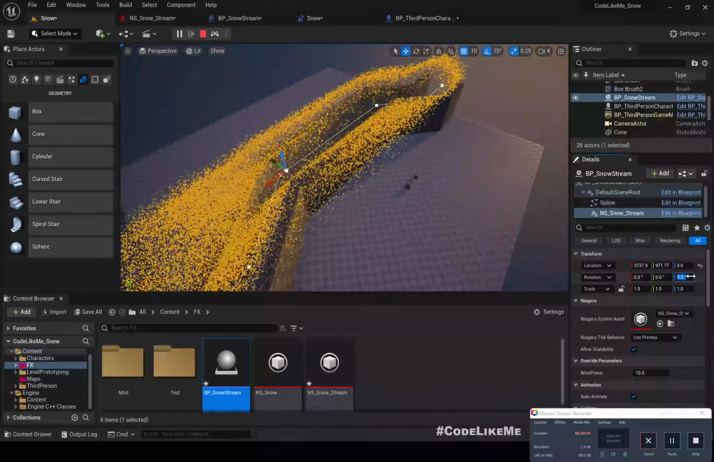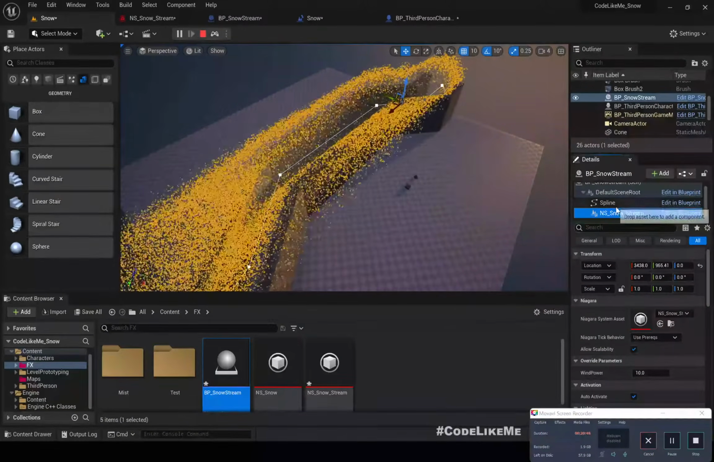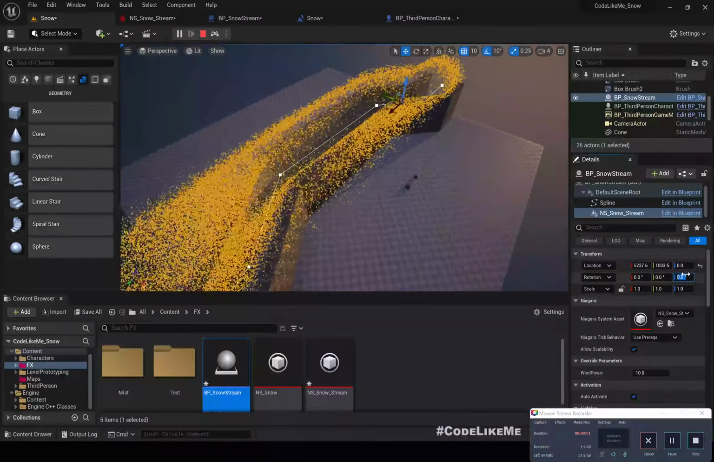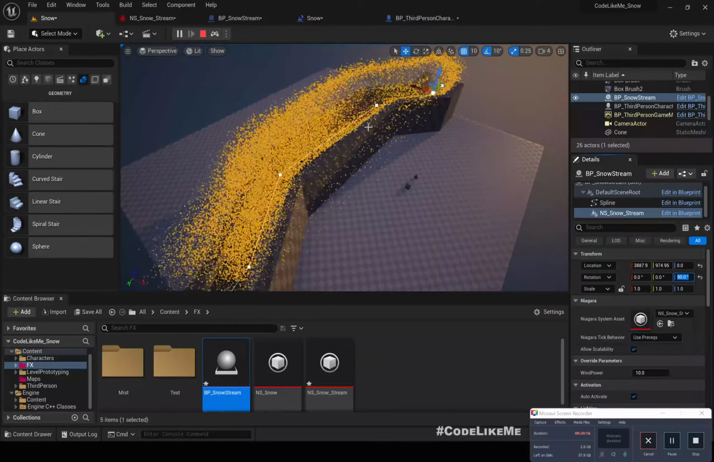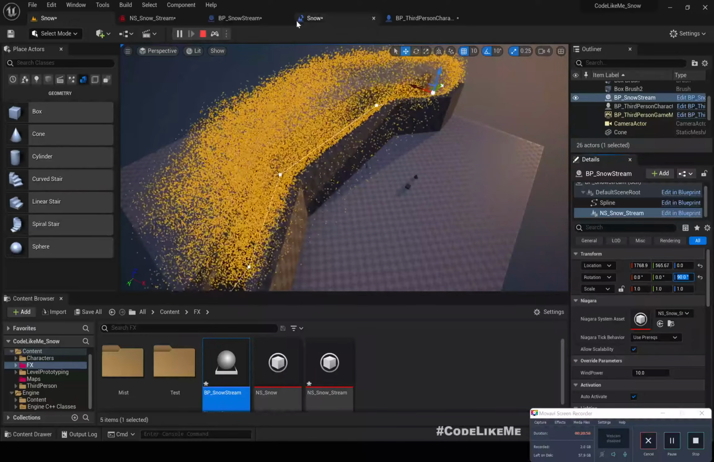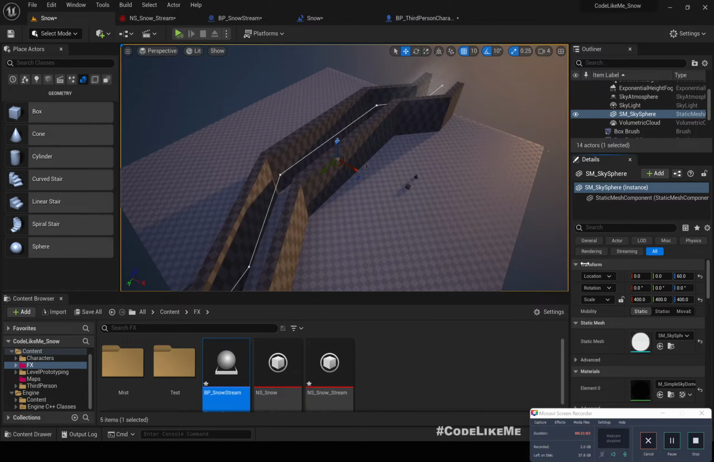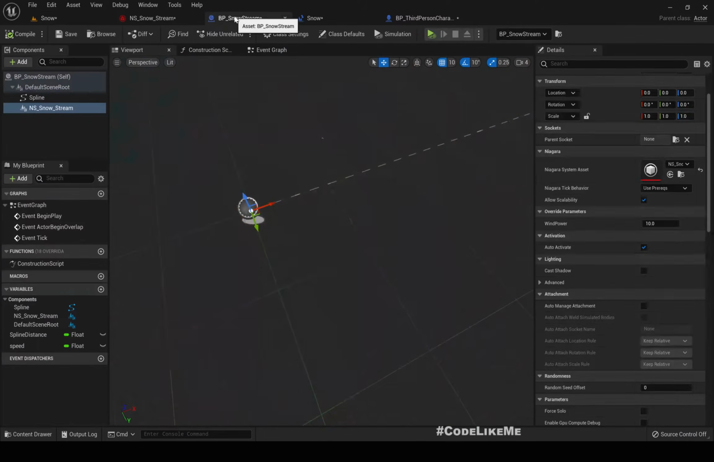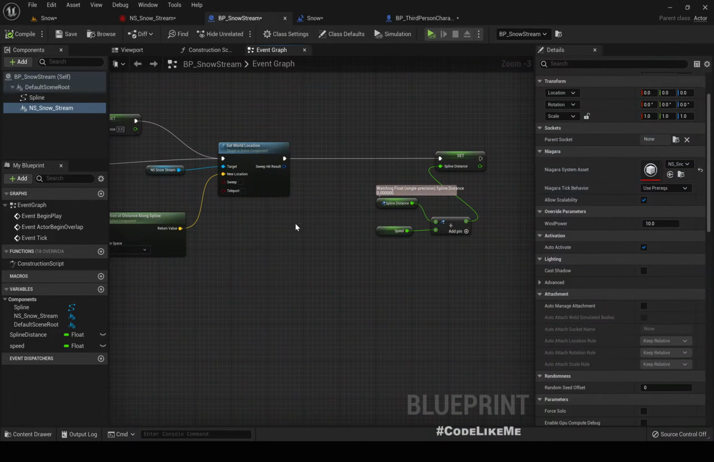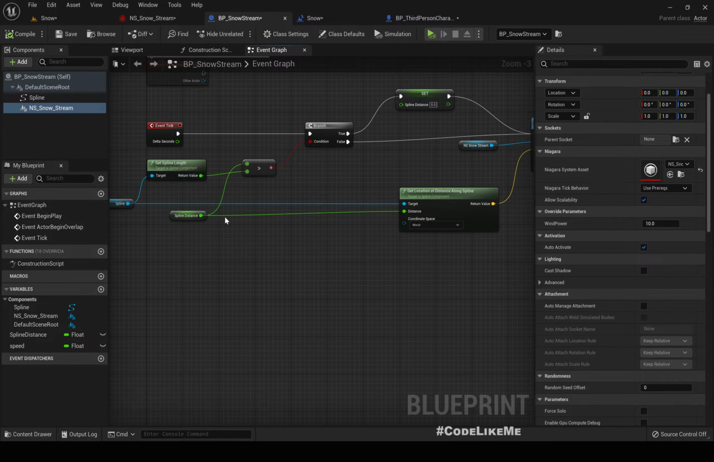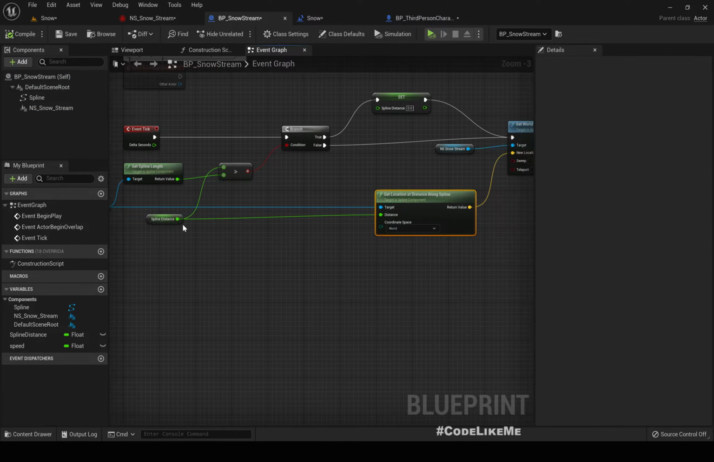So here if I have selected the snow stream component, and if I make this 90, you can see now the particle is speeding towards that direction. So instead of setting only the location here, what if I get the direction as well, rotation as well?